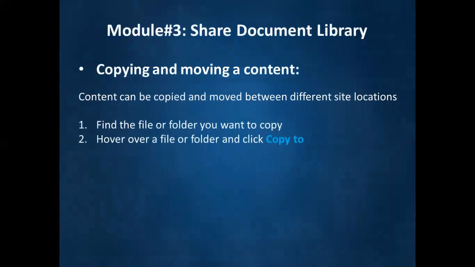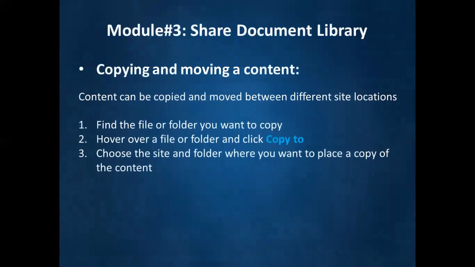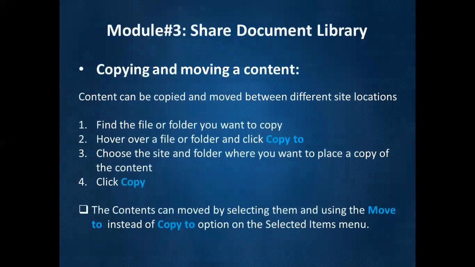Hover over a file or folder and click Copy to. Choose the site and a folder where you want to place a copy of the content. Click Copy. Now for moving the folder, the contents can be moved by selecting them and using the Move To instead of Copy To option on the selected item menu.